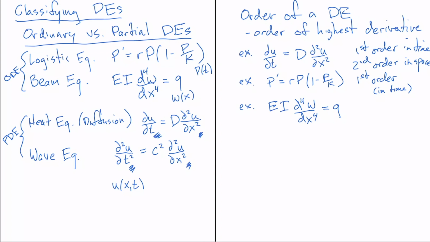Okay, I'm hoping you're there. So I'm going to just tell you now, this is a fourth order ODE in space. But again, we don't always mention that. So the wave equation, we would say second order in time, second order in space.